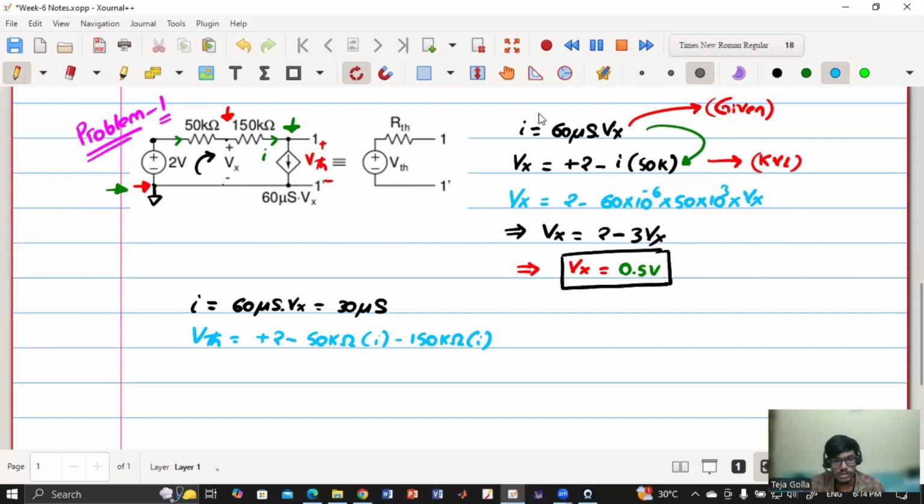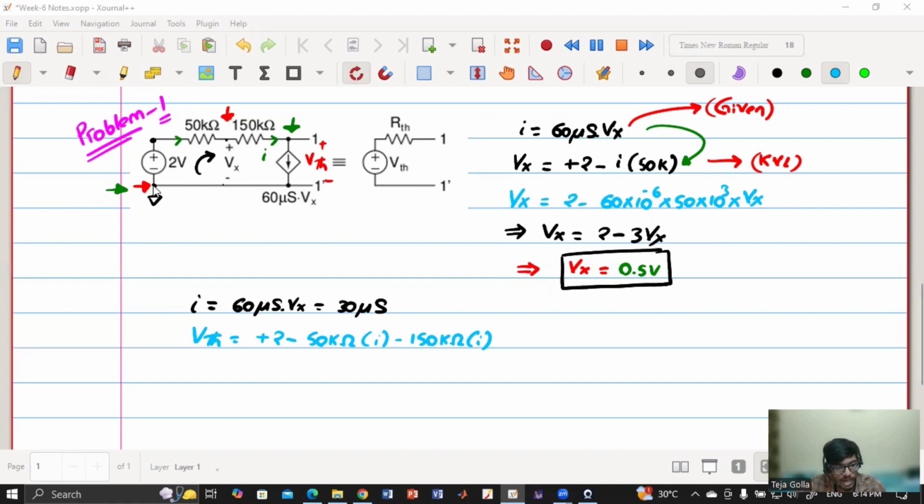Any questions? Sir, are you considering the 2 volt, 50K and Vx as one mesh? No, I am not considering Vx. See, there is no mesh. Vx is just a voltage here. So I have started here and I have applied KVL to get this voltage.